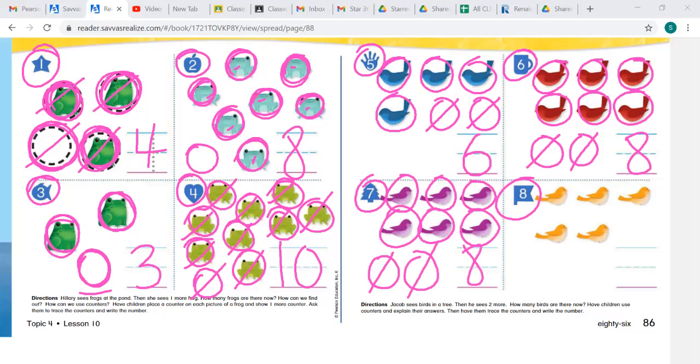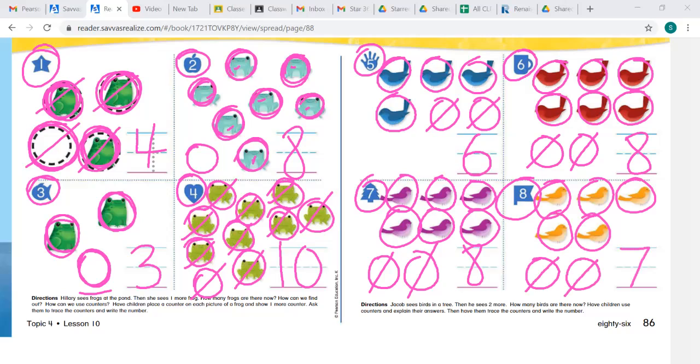All right, number 8. 1, 2, 3, 4, 5. We see 5 birds in a tree, and then we see 2 more. So we add 2 more counters. What number comes after 5? 6, then 7. 7 counters to show 7 birds in the tree.